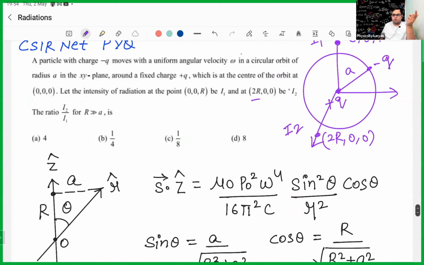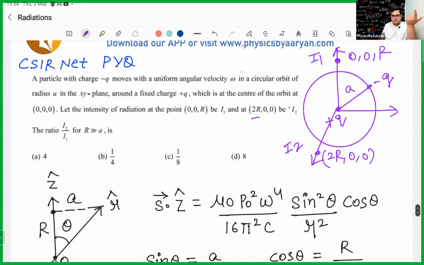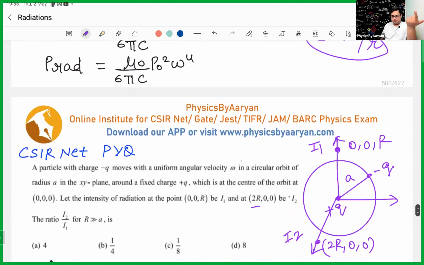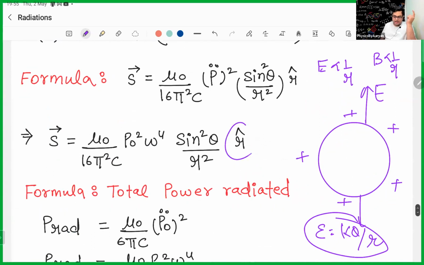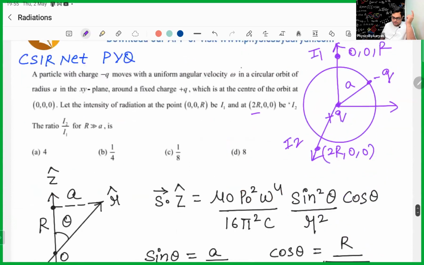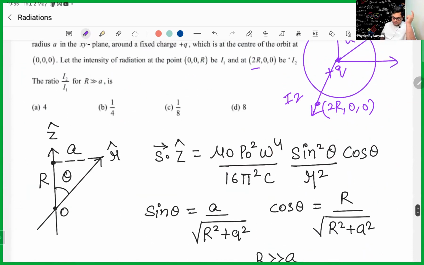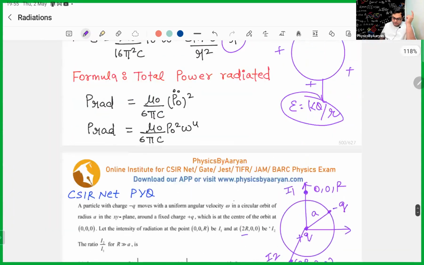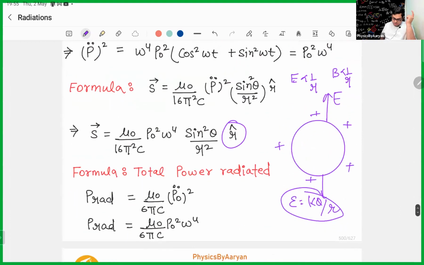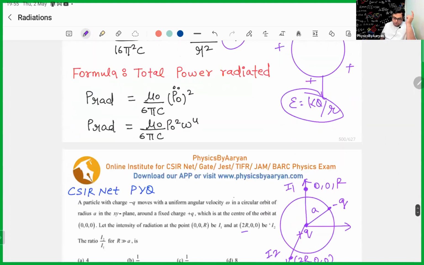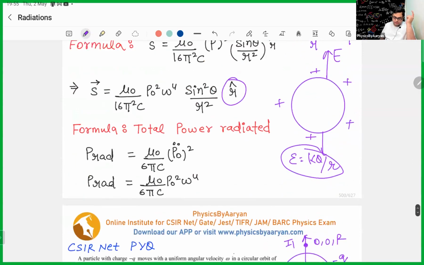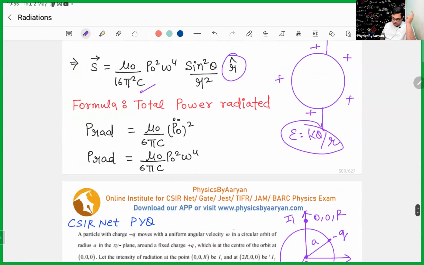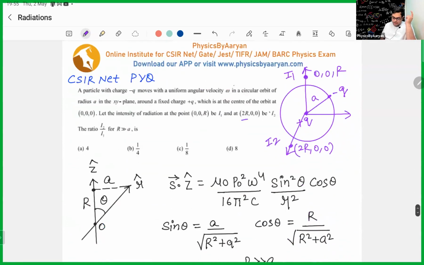Okay. So the same problem as before. It's an oscillating dipole. And what was the Poynting vector for an oscillating dipole? We found it like that, and you can clearly see that it was along the r cap. So let me be very clear with this. It is mu naught p naught squared omega to the power 4 divided by 16 pi squared c, sine squared theta by r squared, and then you have r cap.